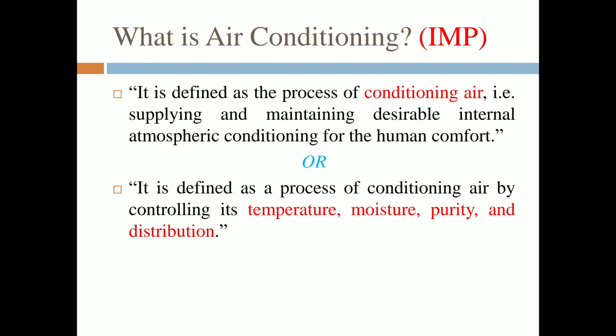Now, another definition from the reference book: air conditioning is defined as a process of conditioning the air by controlling its temperature, moisture, purity and distribution. Four important parameters are controlled in air conditioning. One is the temperature, the second is the moisture, the third is the purity, and the fourth is the distribution.